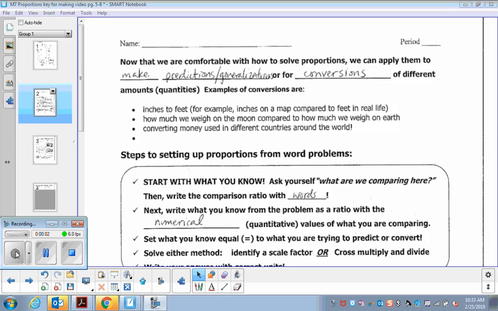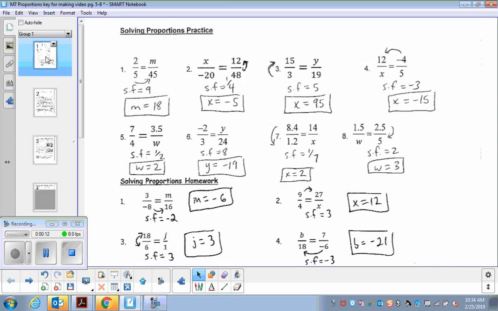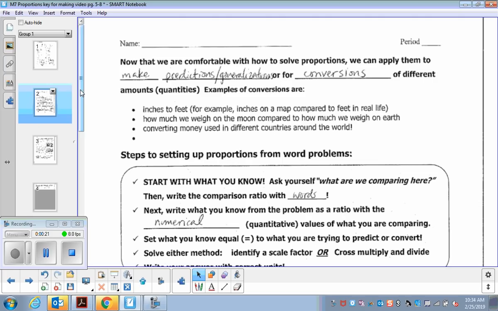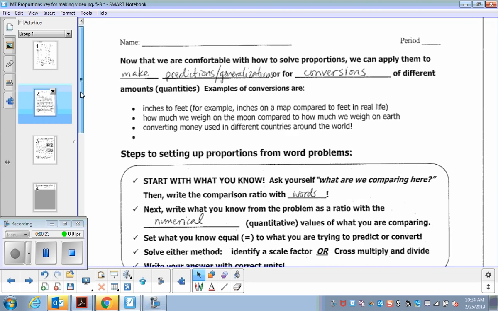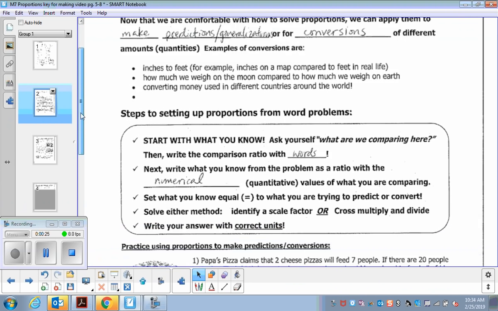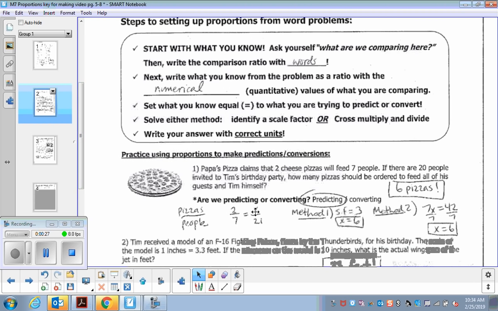So in this video, we're going to be on page 6, learning how to set up a proportion and use the proportion to be making predictions, generalizations, and conversions. Now I want to remind you guys that on page 5, you were just solving the proportions, which is just a skill for how to find the unknown. And what we're doing now on this page is we're actually reading through some scenarios to set up a proportion, which we will then solve using either method 1 or method 2.